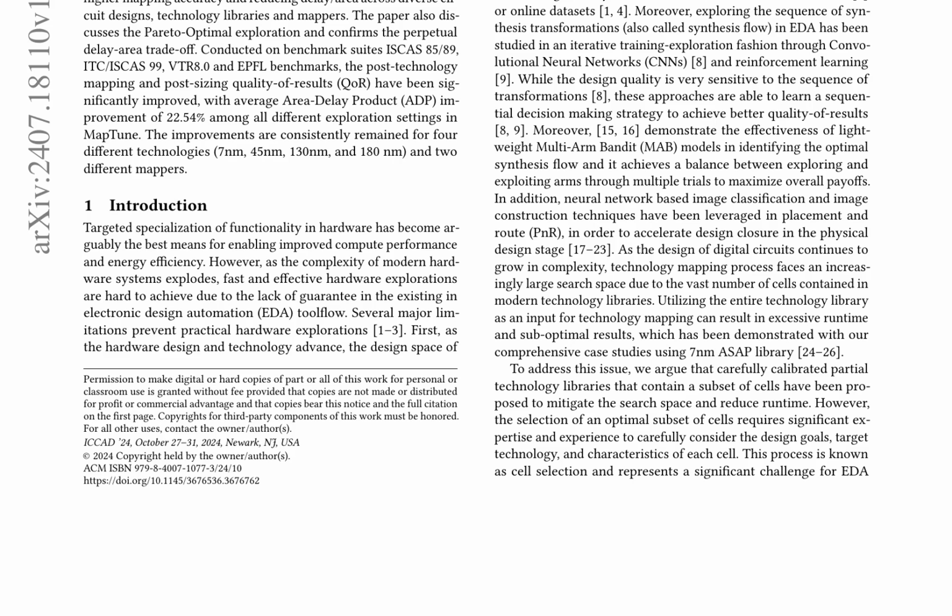The authors argue that carefully calibrated partial technology libraries with a subset of cells can mitigate the search space and reduce runtime. However, the selection of an optimal subset of cells requires significant expertise and experience, which is known as cell selection and represents a significant challenge for EDA. Overall, MapTune addresses this challenge by utilizing reinforcement learning to make design-specific choices during cell selection, resulting in a reduced search space and potentially improved mapping quality.